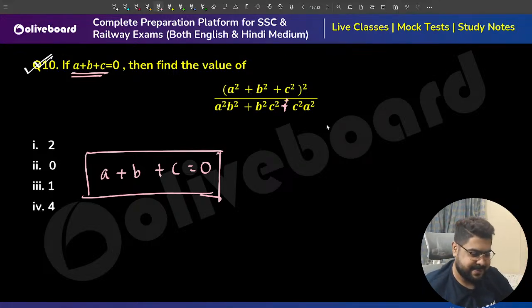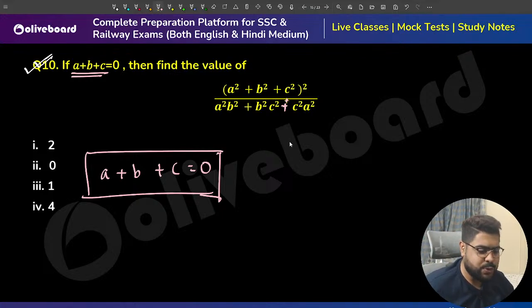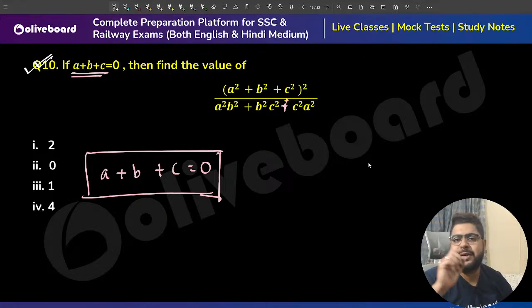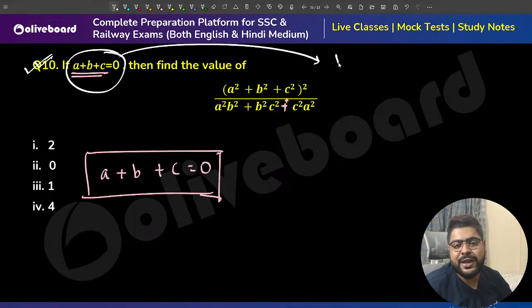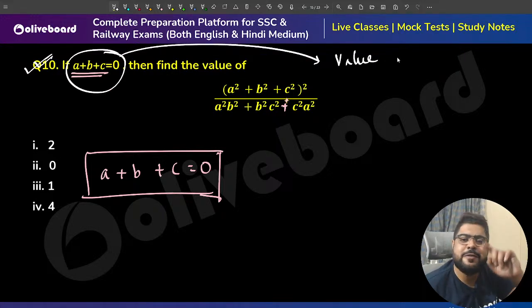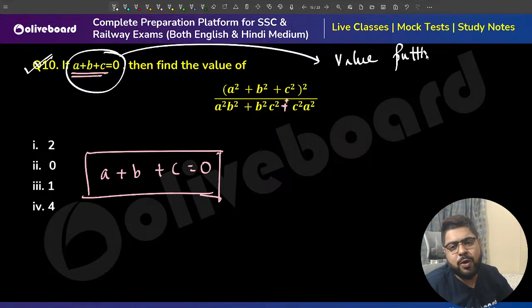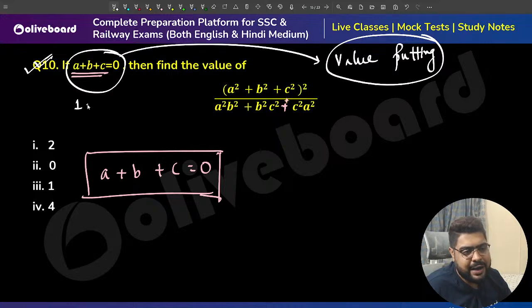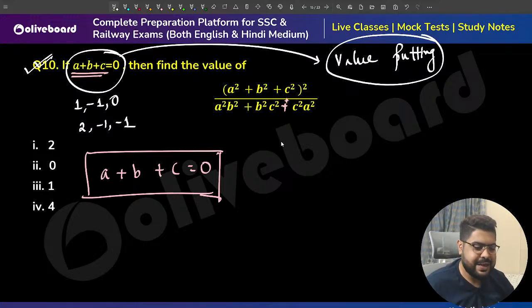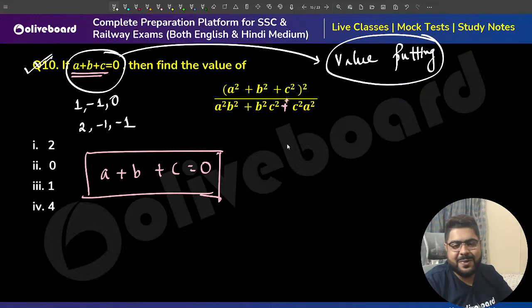Argamita has given the answer as 2. Let's see. Sir, in these situations, a plus b plus c is 0. Always use value putting. Now, there are two possibilities of value putting. Mostly we use either 1, minus 1, 0, or 2, minus 1, minus 1. Argamita, now I guess your answer is correct, the 4, because all are squares.